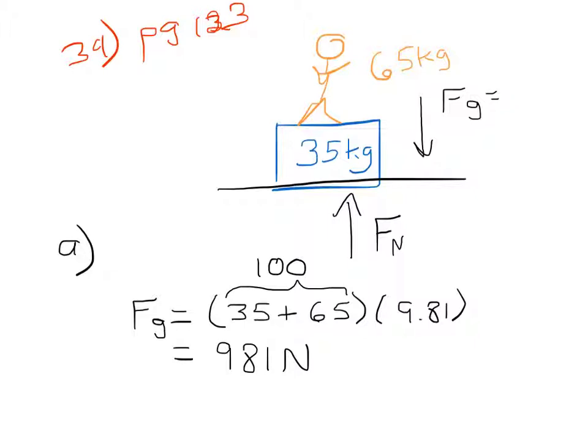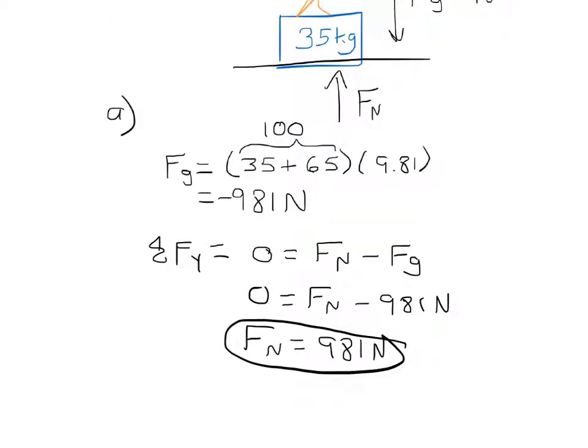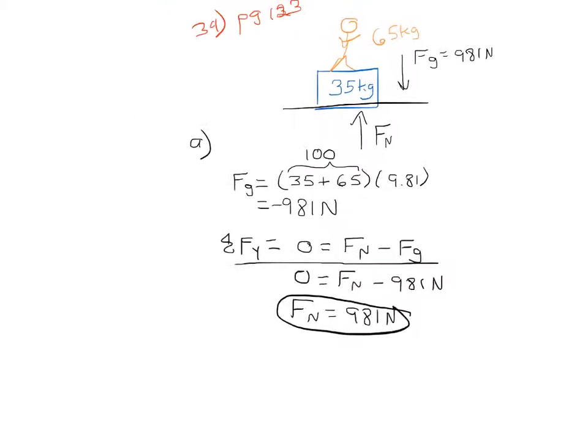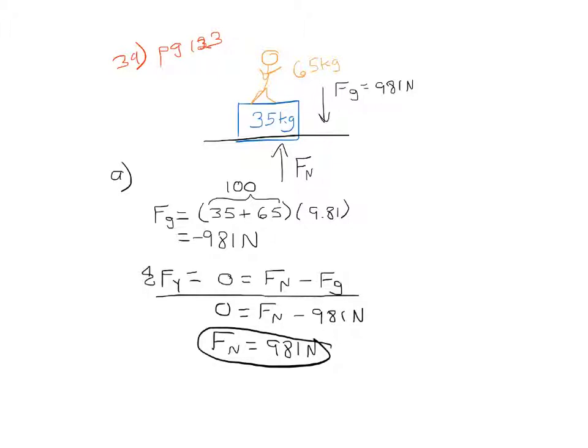It's going to be negative because it's pointing down, so we have negative 981 newtons pointing down. Since the box and the guy are not moving up or down, the net force is 0. So 0 equals our normal force minus our force of gravity, which means our normal force has to equal 981 newtons. That's done for part A.